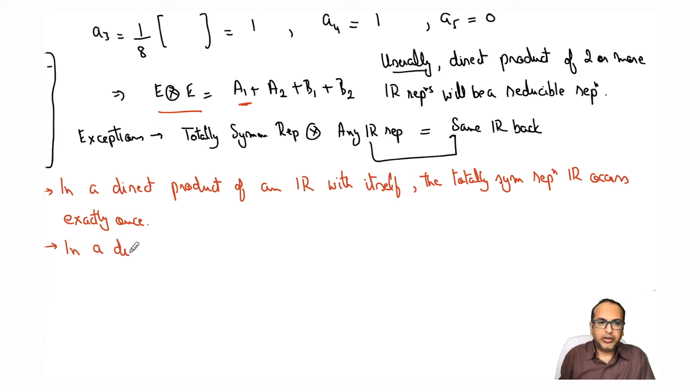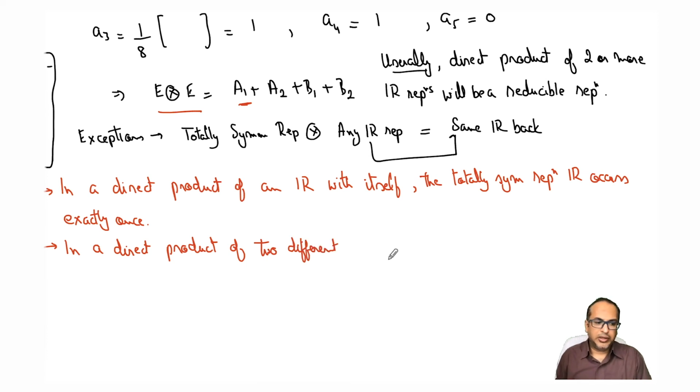In a direct product of two different IRs, the totally symmetric representation never occurs.